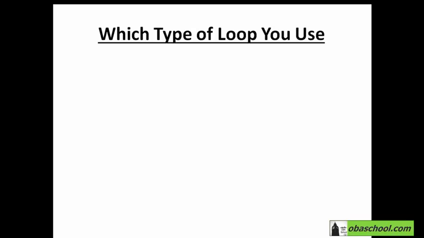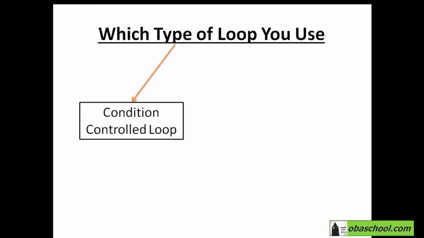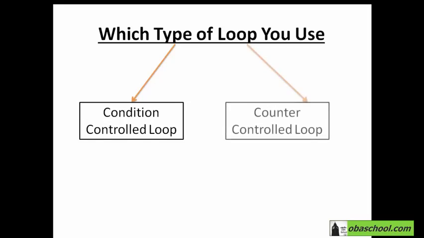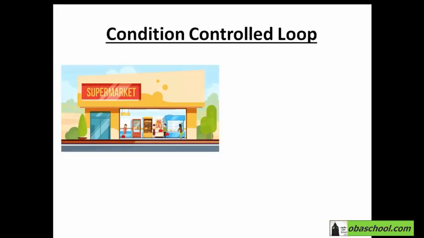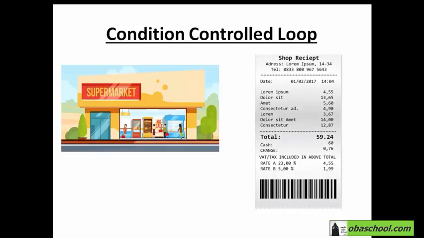Now let's move to the next point, which is which type of loop you use. We have two types of loop: condition-controlled loop and counter-controlled loop. Let's start with the condition-controlled loop. So what is condition-controlled loop? For example, if a person is at the supermarket, once they are done, they have to pay the bill. This bill includes the items that the person bought.